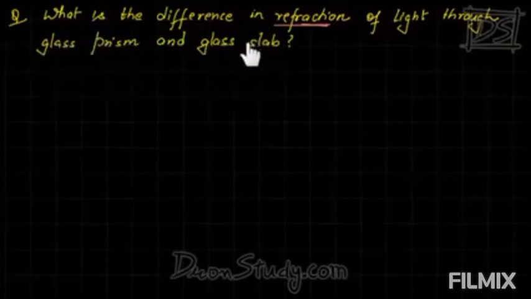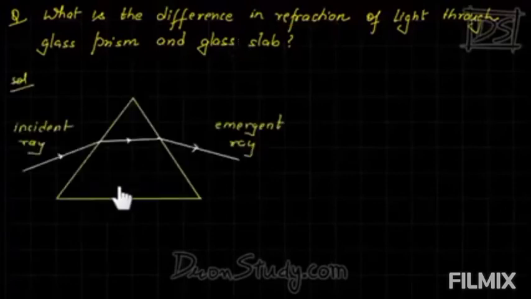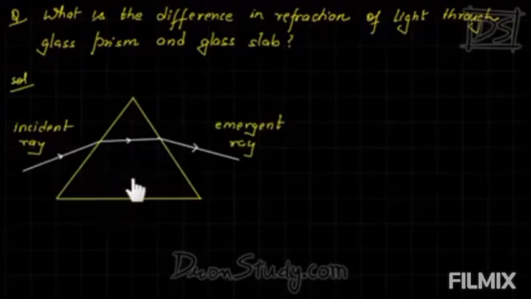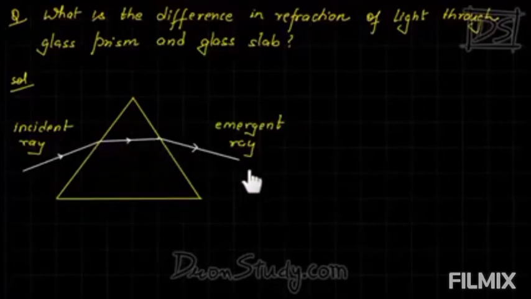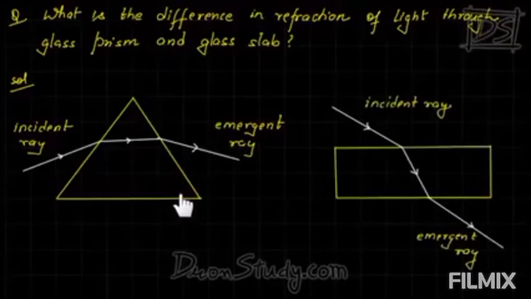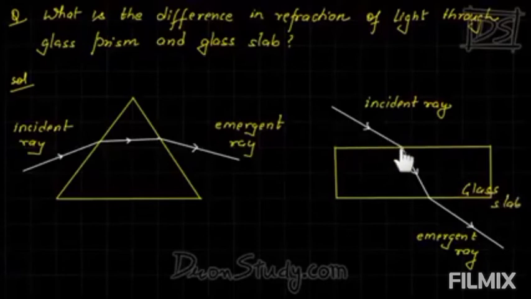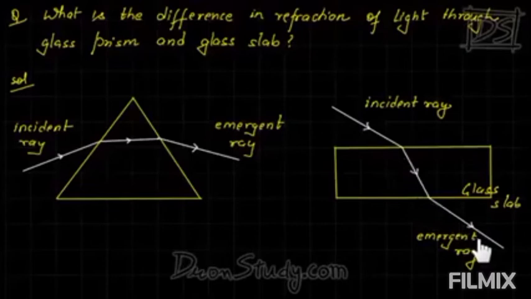A prism is triangular in shape, and the incident ray will bend inside the prism, and again bend like this in the case of the emergent ray. We have learned how this is obtained by drawing the normal. This is the image of a glass slab. Here also the same process takes place. The incident ray bends towards the normal, then away from the normal at the emergent ray.